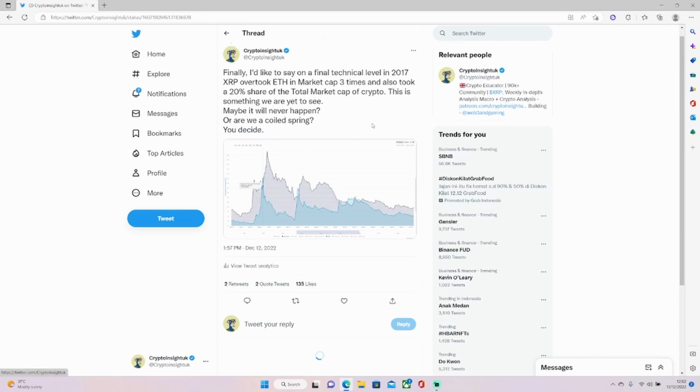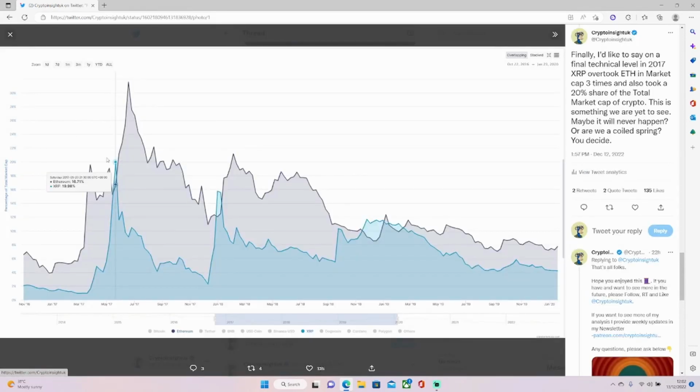And one final thing that I'd like to mention is, in 2017, XRP overtook Ethereum's market cap 3 times. It took a 20% total market share of crypto. This is something that we are yet to see. Maybe it will never happen, or maybe it's a coiled spring. You decide. So this is at 19.98%. This is in the 2017 bull run, as in May, and then in January of 2018, and then again in November 2018 going into January of 2019. XRP engulfed Ethereum's market cap 3 times. So let's see if we can do that again with a 20% market share.